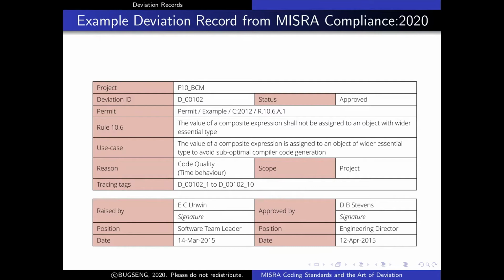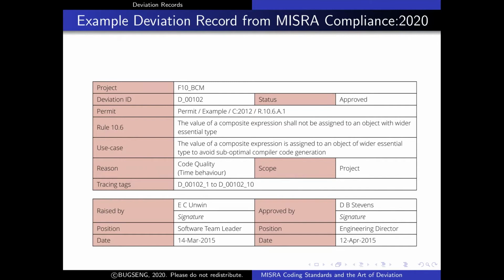So you see that there is the project name, there is a unique identifier for the deviation, there is a status for the deviation. In this case, it has been approved. In this case, a permit has been used. It contains a rule being deviated and what is the use case, what is the reason. So it must be one of the four reasons we have seen.